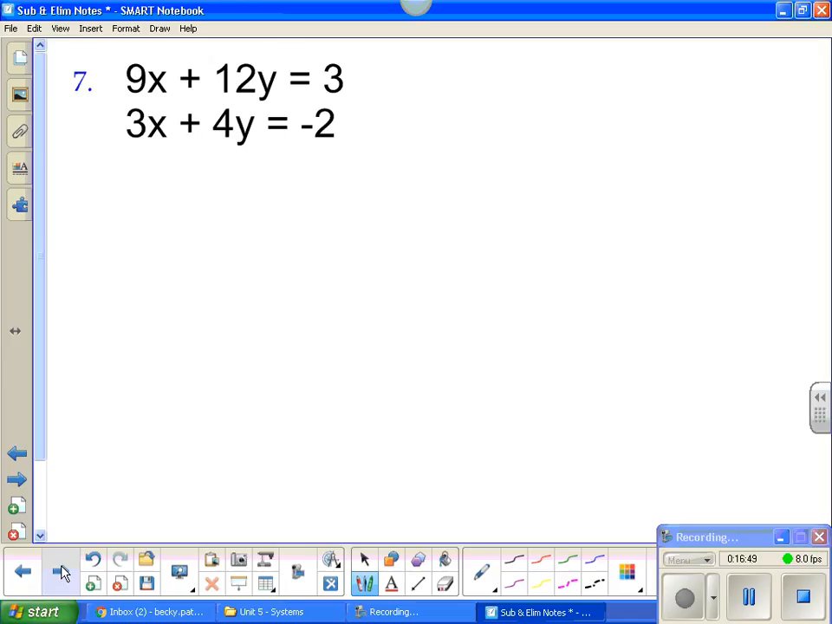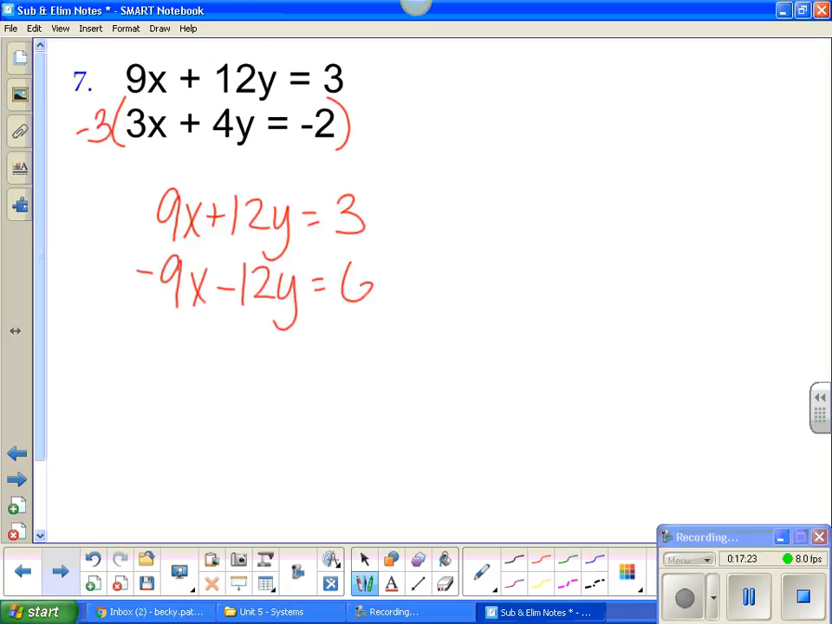Next problem. Let's see. If I get my x's to cancel, I could turn them both into a 9. The top equation is fine. The bottom equation would need to be multiplied by a negative 3. If I want my y's to cancel, I could turn them both into a 12. Again, the top is fine, and the bottom would need to be multiplied by a negative 3. All right, so let's multiply the bottom by negative 3 and see what happens. So the top equation is staying put. The bottom equation is getting multiplied by a negative 3. What happens? The x's cancel and the y's cancel.